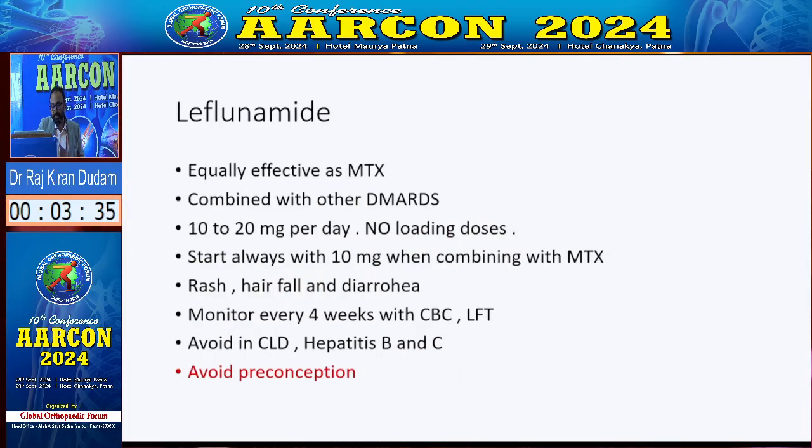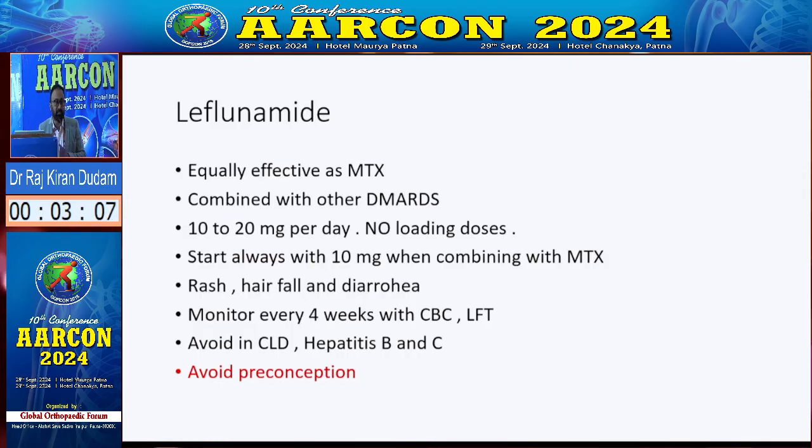Leflunomide: the initial data tells that it's as good as methotrexate. You can combine it with other DMARDs, and you can give 10 to 20 milligrams per day. The most important thing is that the combination of methotrexate and leflunomide has a higher risk of hepatotoxicity. So whenever you start leflunomide along with methotrexate, it's a better idea to start with only 10 milligrams and gradually increase over a period of time.